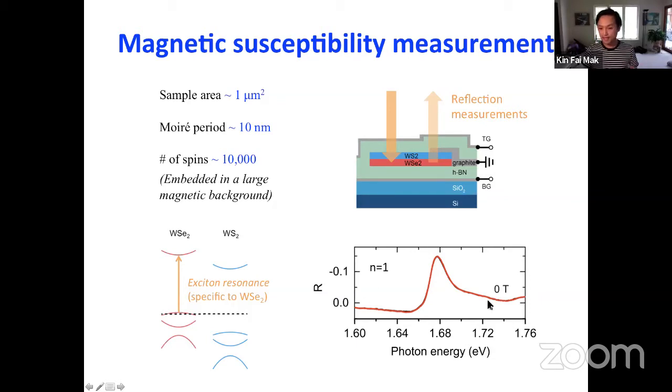The data is taken at 0 magnetic field for both left-handed light and right-handed light, but you see no difference. The red line is exactly on top of the black line. You can hardly see the black line because the red line is exactly on top of it. So the left and the right reflection contrast are exactly the same in the 0 Tesla limit, as expected, because we do not expect the system to break time reversal symmetry at this temperature scale.